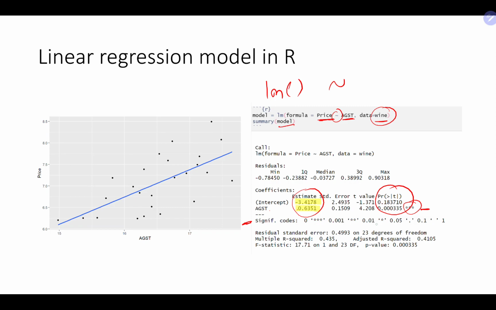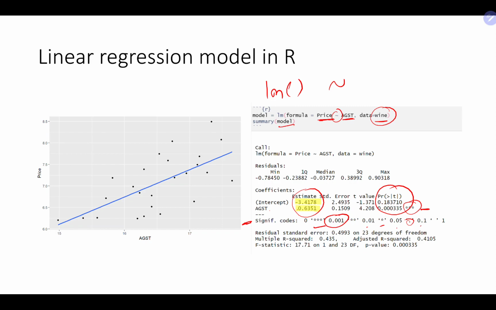If it is between 0.1 and 1, they don't put anything there. If it is between 0.05 and 0.1, it's a single dot. 0.01 to 0.05, a single star, and so on. So three stars mean it's actually pretty significant, because it's less than 0.01, as you can see from this definition. And the blue line here on the left is how the linear regression line looks. That's our model, our prediction line.